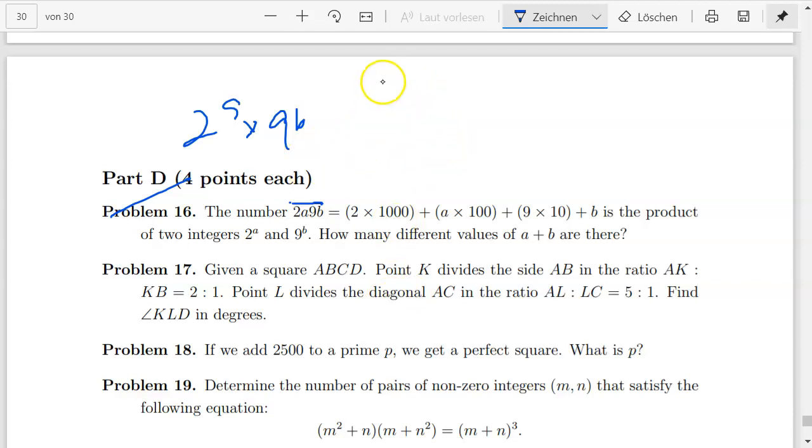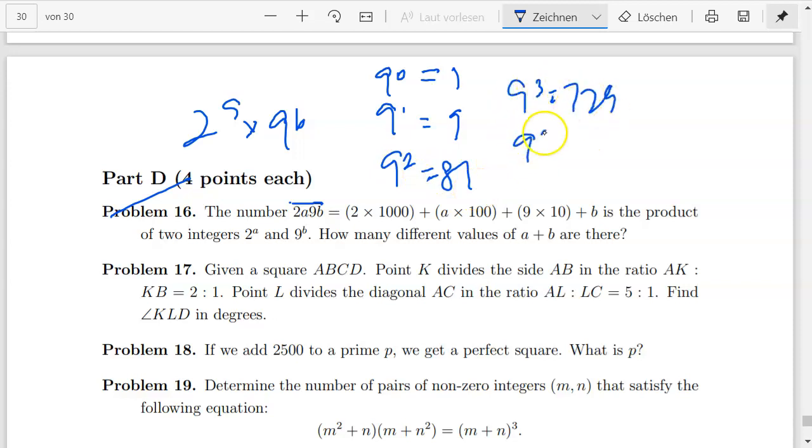Because 9 is significantly bigger than 2, I'll use 9 as the example. 9 to the power of 0 is 1, 9 to the power of 1 is 9, 9 to the power of 2 is 81, 9 to the power of 3 is 729, and then 9 to the power of 4 is 6561.